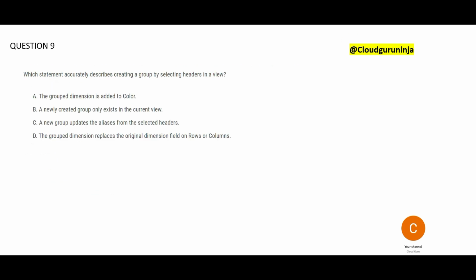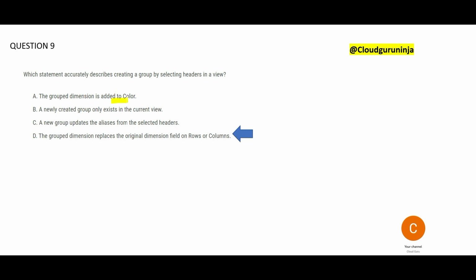Now let us look at the next one. You want to create a group by selecting headers in a view. How to do that? This is how. The first thing is a grouped dimension is added to color.